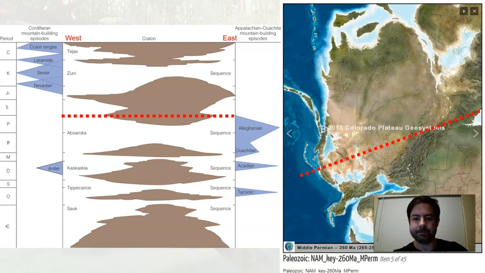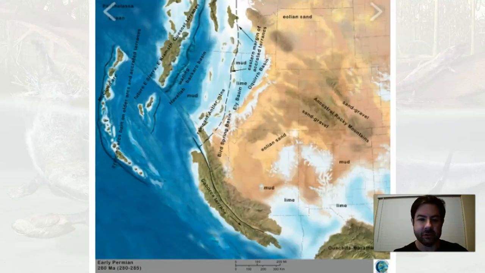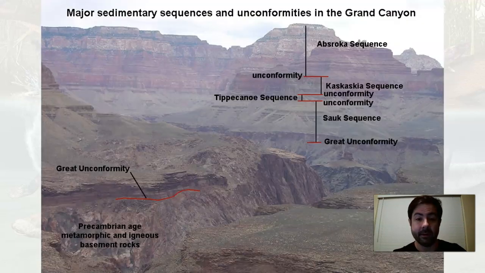What's happening in Arizona? More deposition, more deposition, more deposition. Yep, more deposition. We have some other stuff going on here with the Antler orogeny, which we'll talk about momentarily. But when we're looking at the top of the Grand Canyon, the major sedimentary sequence involved at the top is the Absaroka sequence.